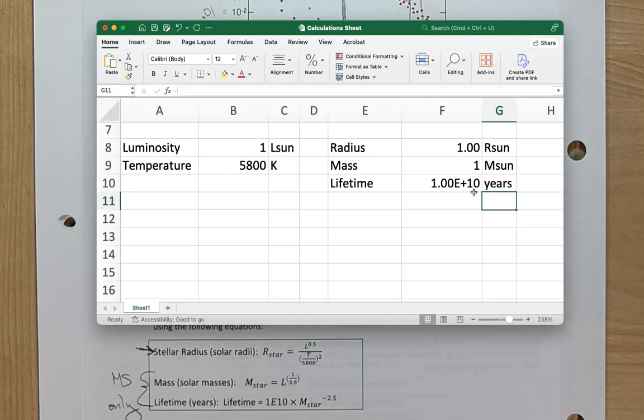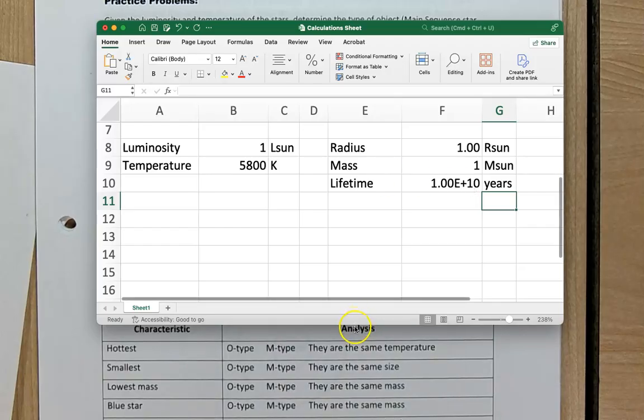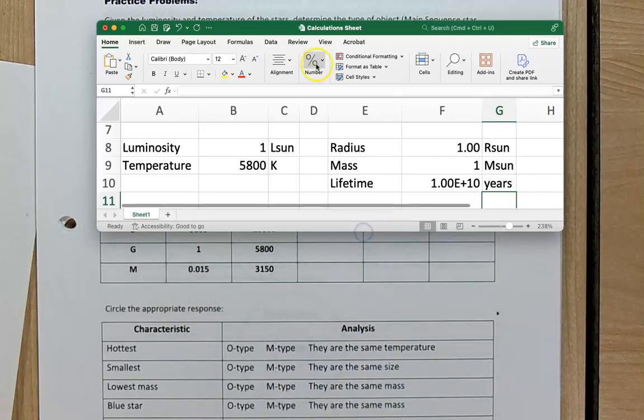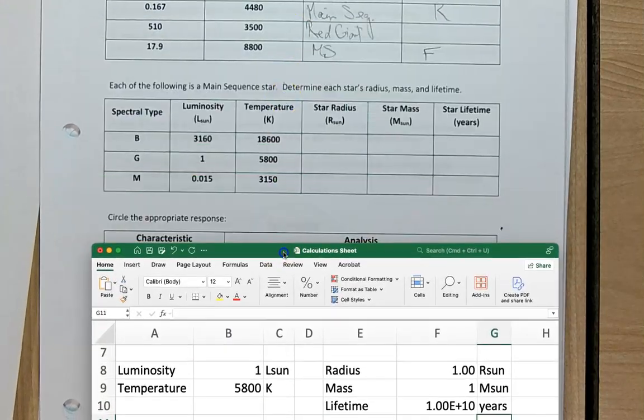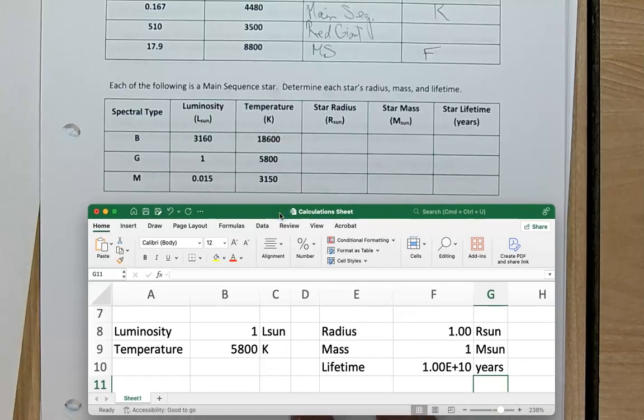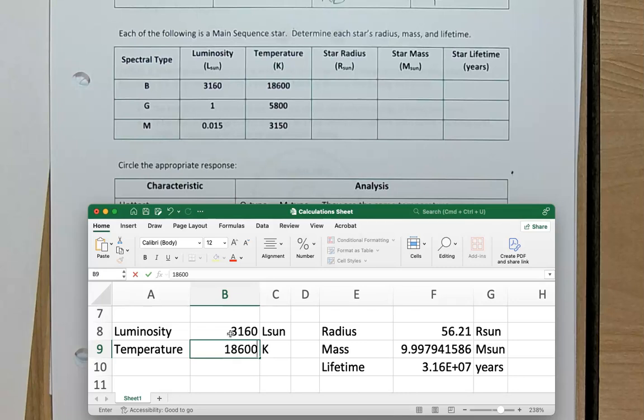All right. Now we can make short work of these questions here. Make some more room on the screen. You know what? I'll put this up here. Put that down there. Okay. We're good to go. All right. So this B-type star has a luminosity of 3,160 solar luminosities and a temperature of 18,600 Kelvin. That's a hot star. Why is this star so hot and so bright? Well, because it's 5.5 times the size of the sun.